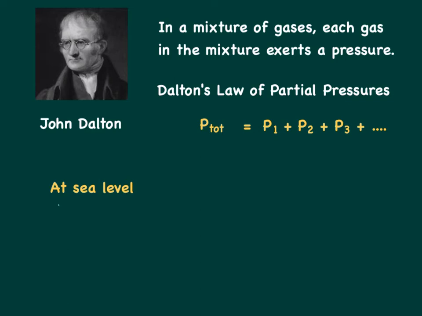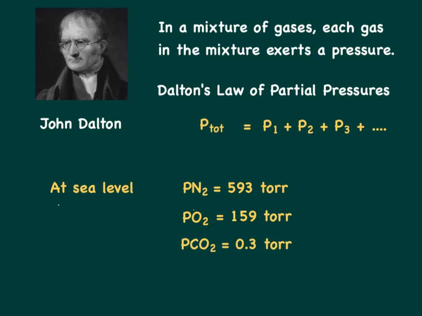At sea level, the nitrogen gas in the atmosphere exerts a pressure of 593 torr. The oxygen that's in the atmosphere exerts a pressure of 159 torr. And that makes sense because remember, we have a lot more nitrogen in our atmosphere than we have oxygen. And there's a small amount of carbon dioxide as well. And so if you add up all of those pressures, you get 752.3 torr. Now remember, at sea level, standard pressure is 760 torr.